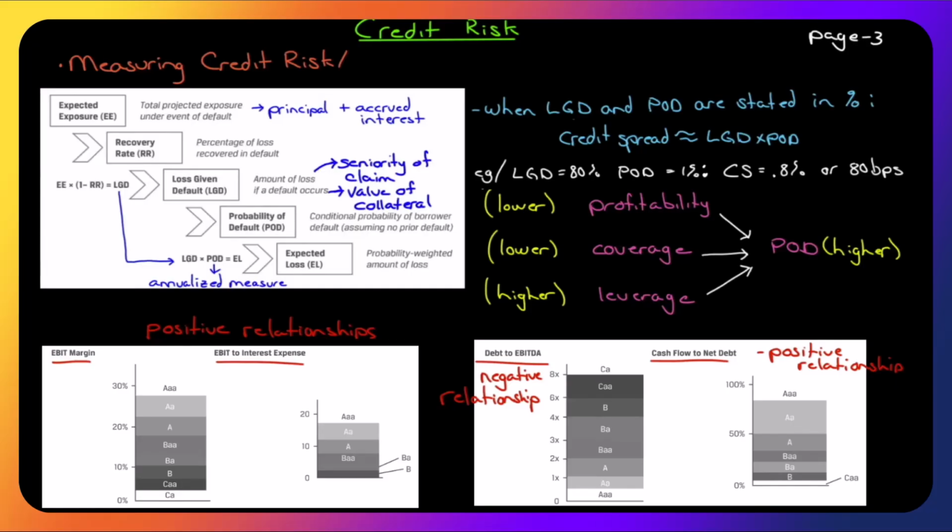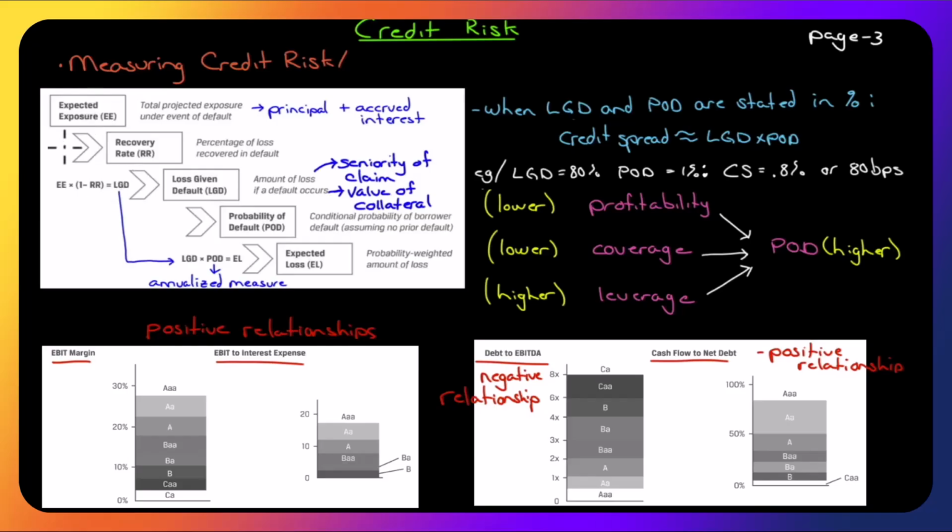Let's start with this diagram at the top of the screen here. Our first box is our expected exposure. The next one is the recovery rate. If we multiply our expected exposure by 1 minus the recovery rate, say the recovery rate is 20%, 1 minus 20%, 80%, would be our loss rate. The expected exposure multiplied by the loss rate is the loss given default.